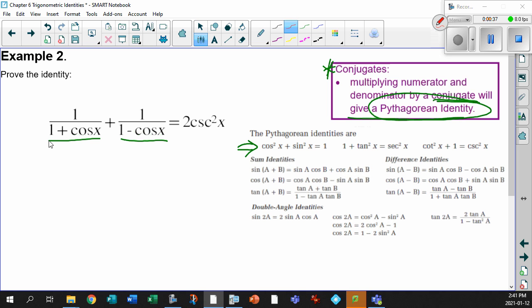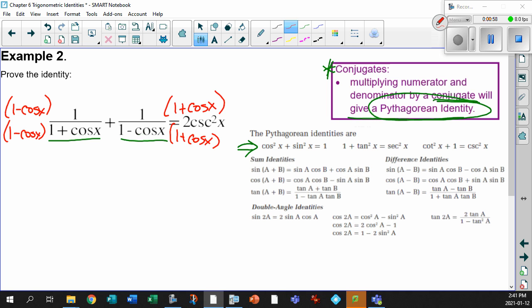Make this into a common denominator. You have to multiply this by 1 minus cos x, 1 minus cos x. There's the whole theme of common denominators, right? This guy over here would have to be multiplied by 1 plus cos x, 1 plus cos x. Oh, how beautiful, how pretty.